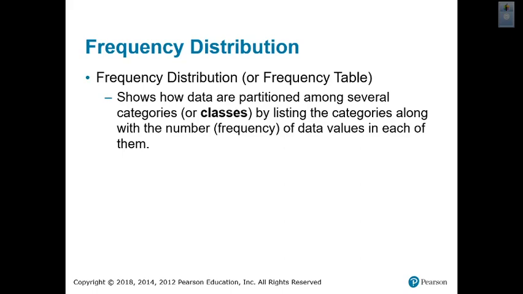So the frequency distribution, also known as the frequency table, shows how data are partitioned among several categories called classes, and the listing of the categories along with the number of items in each category, which is the frequency. Now, the word partitioned here means that all the data is put into exactly one class. That means each data value must go into one class, and no data value can go into more than one class. And so every data value should be used up, and no data value should be in more than one class.